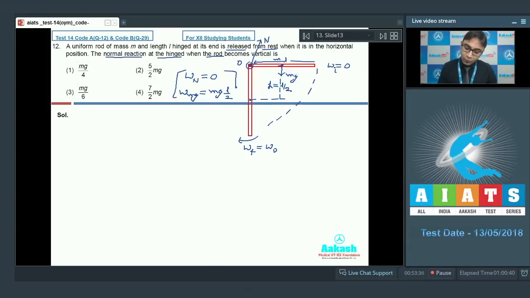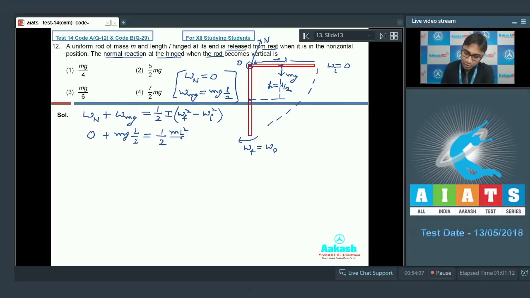And we know that the total work done on any system will be equal to the change in kinetic energy, right? Half I omega final square minus omega initial square. This is the change in kinetic energy of this rod. Work done by normal is 0. Work done by mg is mg L by 2. Half I. What is the moment of inertia about point O? That is mL square by 3.